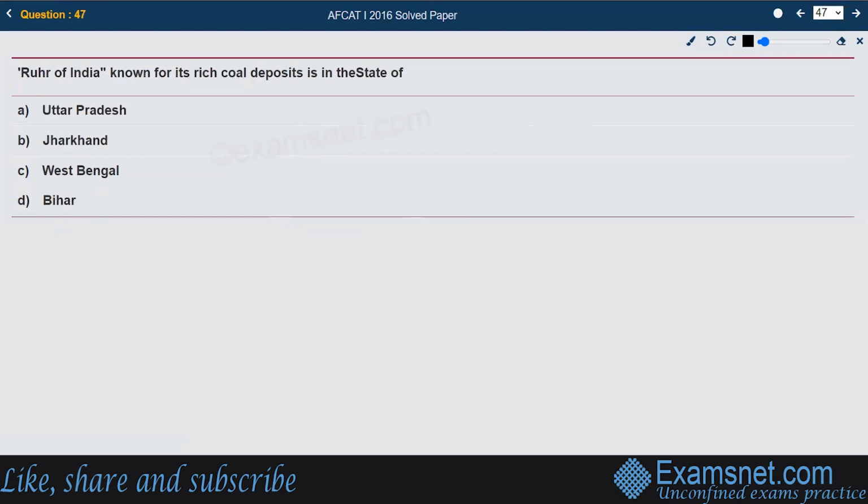Next, Ruhr of India, known for its rich coal deposits in the state of. So Ruhr of India is in which state? The right answer is Jharkhand. It is known for its rich coal deposits. Lots of coal mines are there in the area of Jharkhand.